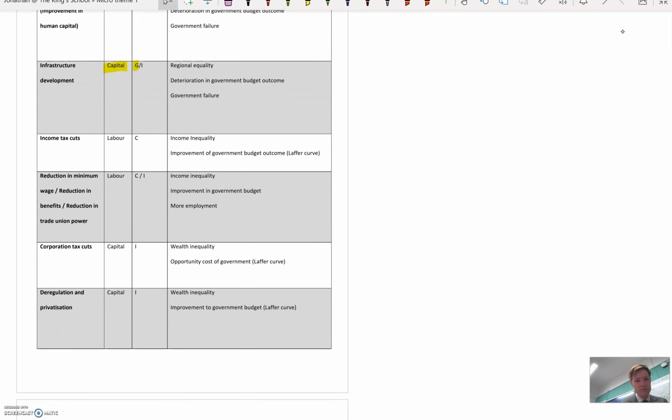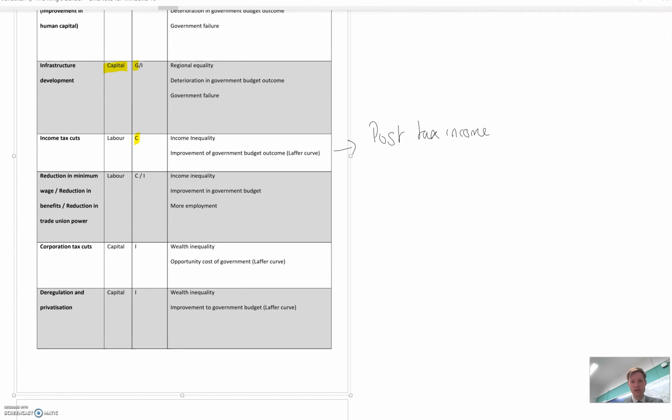Income tax cuts. Well, if you increase people's, and the key word here is post-tax income, if you increase people's post-tax income, you are going to increase their expenditure, and that's going to increase consumption. However, at the same time, you may well incentivize those workers to work harder. And you can do that in two ways.